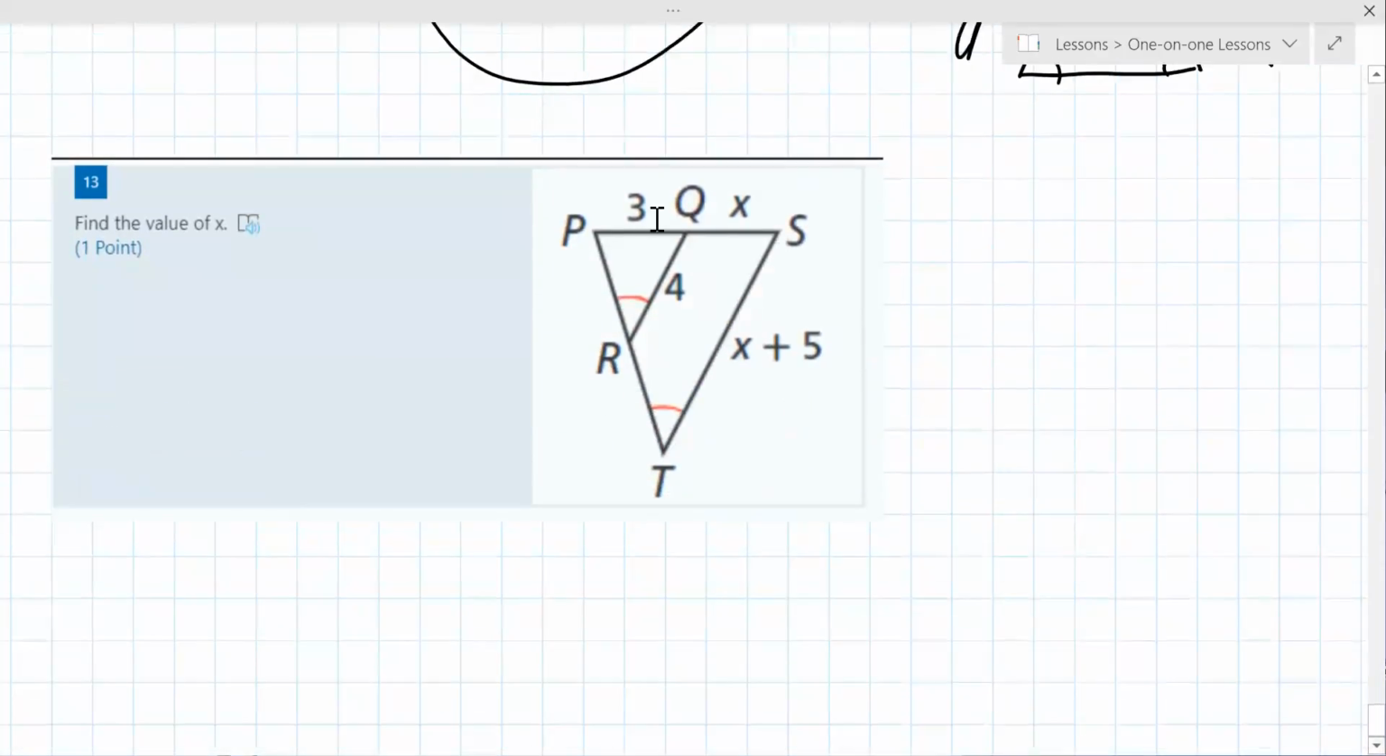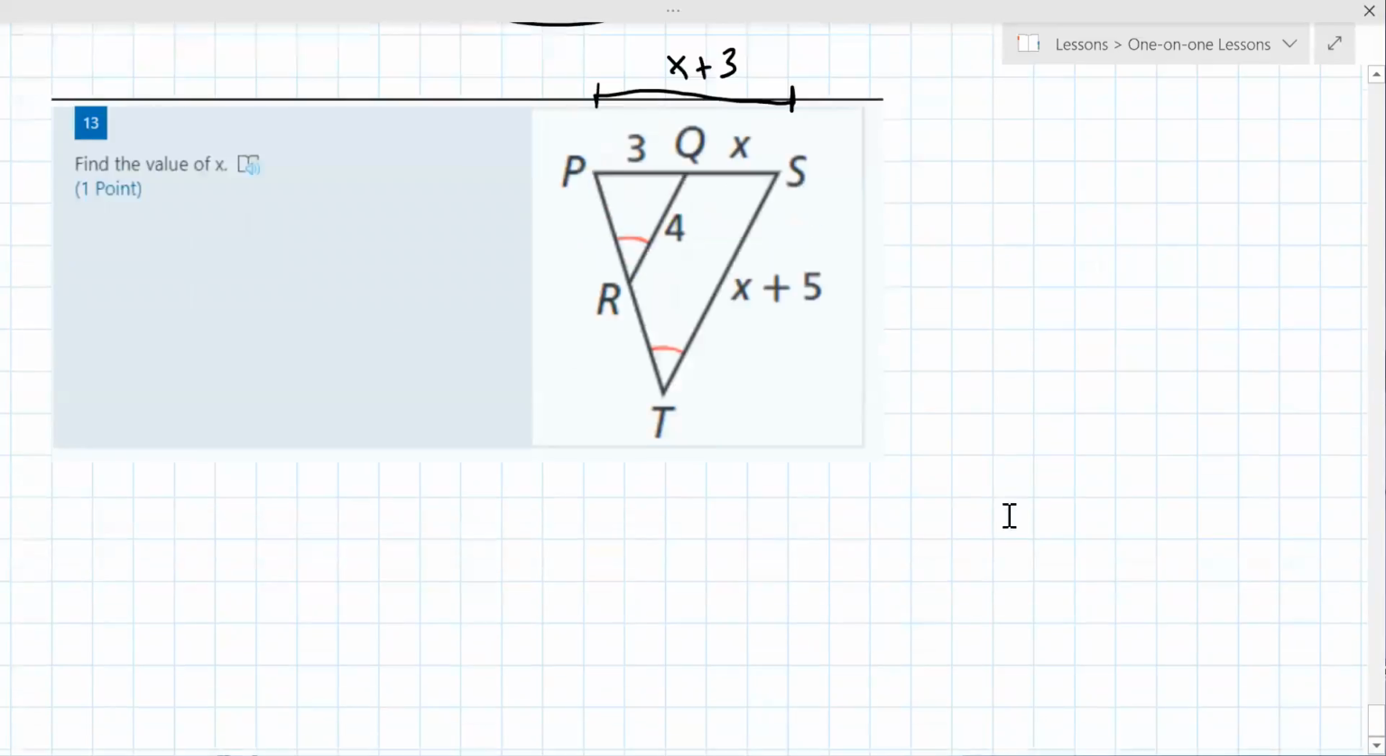All right, 13. So find the value of x. X by itself is nothing because it's this Q to S. This whole length is x plus 3. That's something. So you've got to be careful that you don't just throw x in the top without anything.